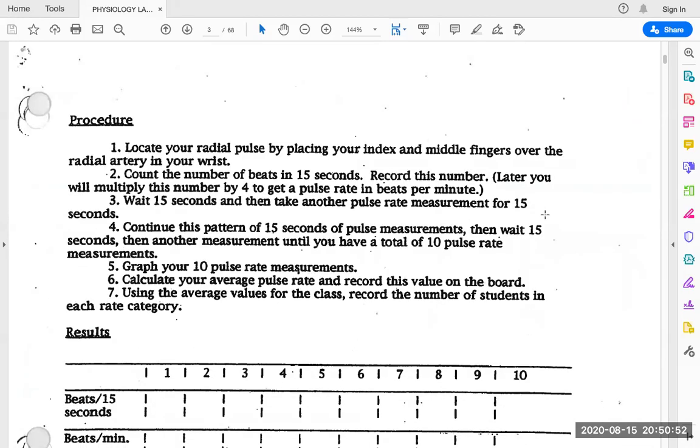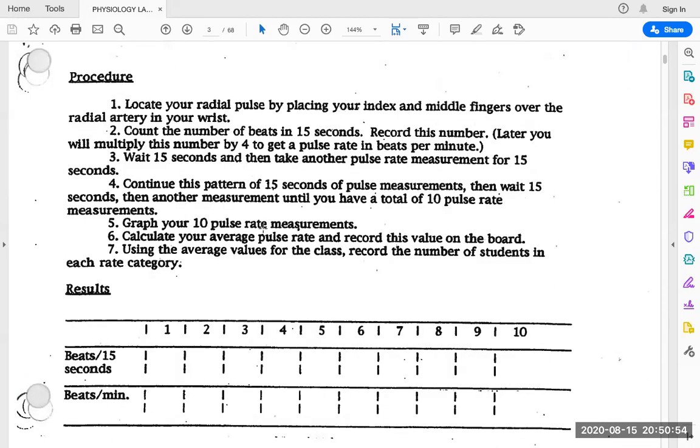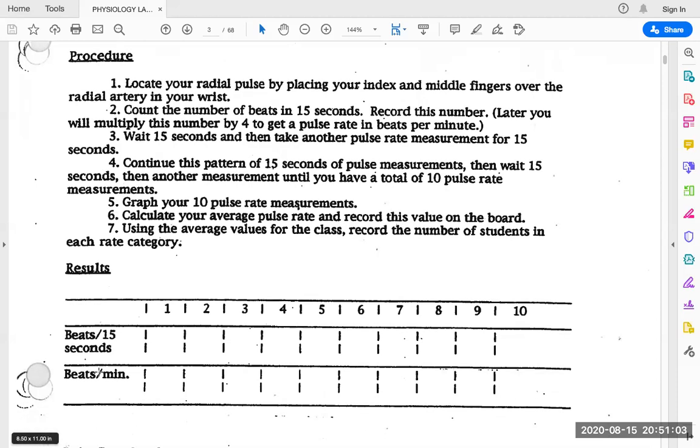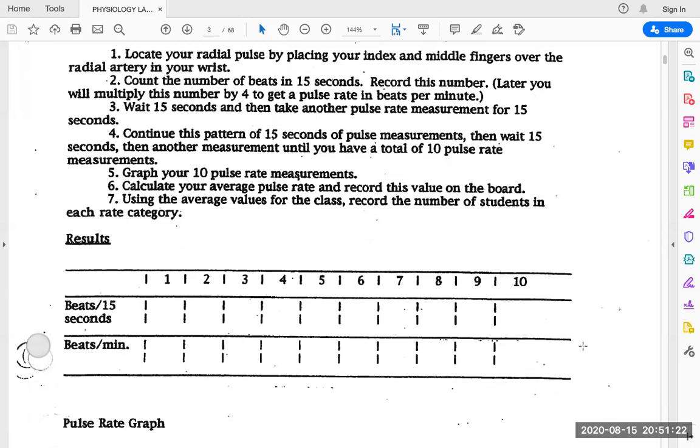So the procedure, you should do this first procedure on your own. You're going to take your heart rate in beats per 15 seconds and then beats per minute. So you'll place your index and middle finger over your radial artery in your wrist. You'll count the number of beats in 15 seconds and place that in this number 1 spot. And then you'll multiply by 4 to get your heart rate down here. And you'll do this 10 times in a row. You'll calculate your average, which will be your set point.